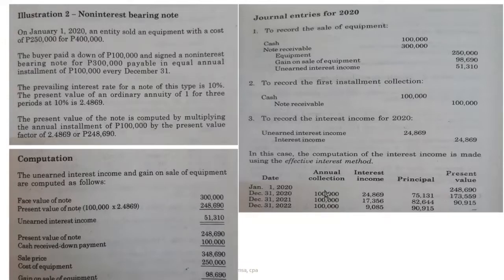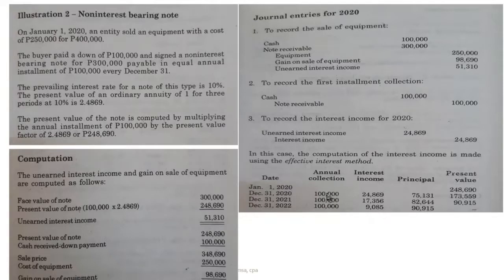Next is, you can now plot the dates. When will the buyer pay the installment? Every December 31. Ma'am, what if what I placed was January 1 for each year? For example, January 1, 2021, January 1, 2022. No, so your date is January 1. Okay? That's the first thing you place there.